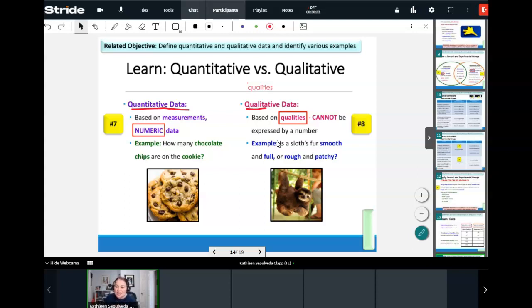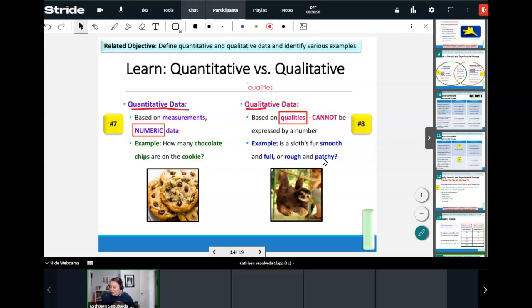For example, is a sloth's fur smooth and full, or rough and patchy? I love sloths, by the way. We have to always have a sloth. So is a sloth's fur smooth and full, or rough and patchy? You can say, oh, I think it's rough and patchy. Or you can say, I think it's smooth and full. If I'm not talking any numbers and I'm describing something, it's qualitative data.